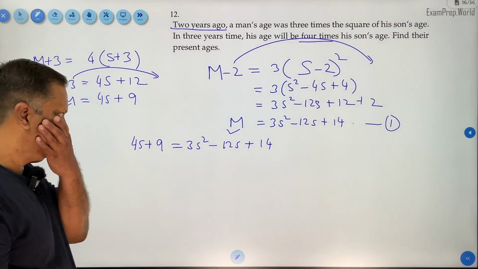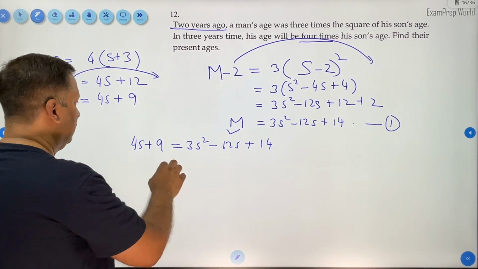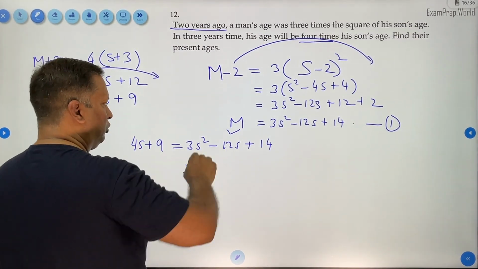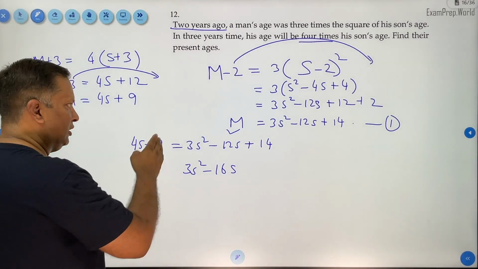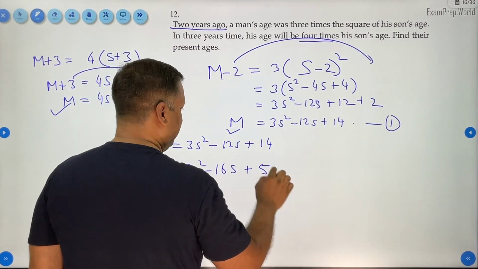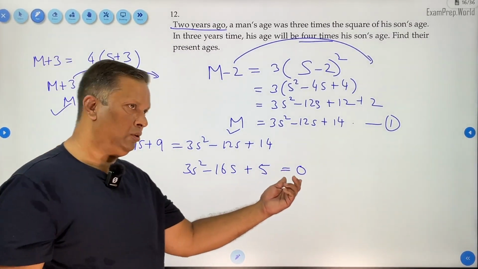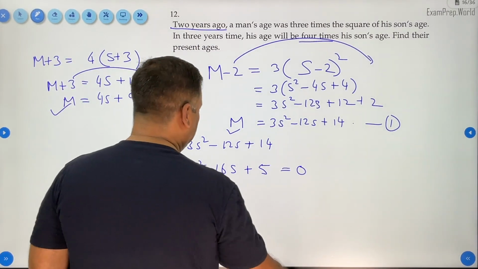Okay, how to get our quadratic? Shift all of them to the right side. So it is 3s square minus 4s here becomes negative 12 and 4 becomes negative 16s, and 14 minus 9 is 5, and this is equal to 0 because nothing is on the left side. I kept the 0 on the right side. Now solve this, we should get the son's age.